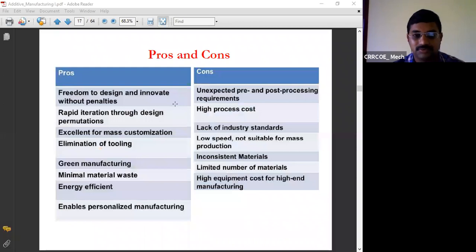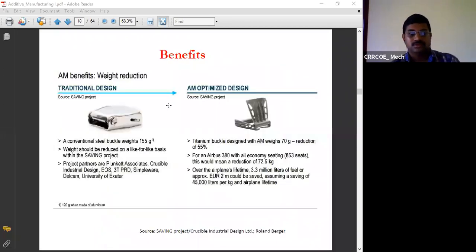Already advantage, disadvantage. See, here weight is always one of the important factors in designing or producing a component.